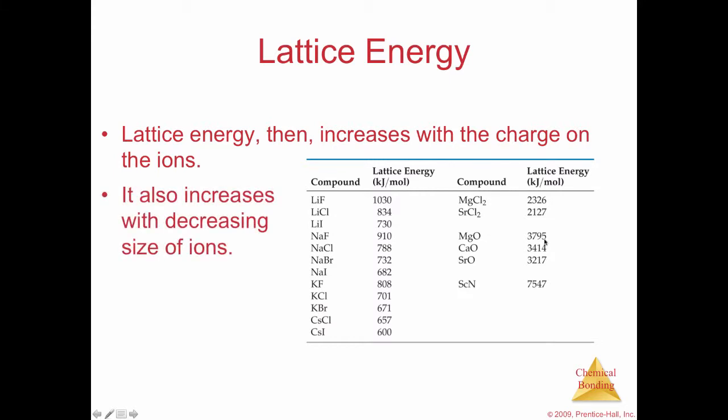It also increases with decreasing size of ions. If we compare, well, let's look at lithium chloride and sodium chloride. Lithium chloride has a lattice energy of 834 kilojoules per mole, and sodium chloride 788 kilojoules per mole. So we can see that the lattice energy is increasing with decreasing size. We know that lithium is smaller than sodium.